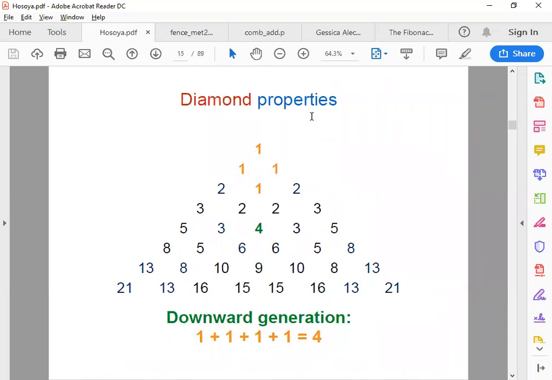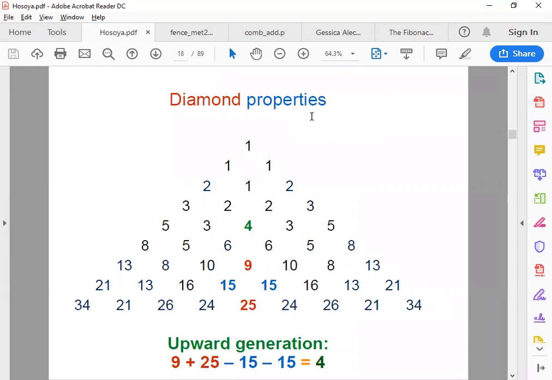There's some diamond properties of this triangle. For example, if you take the 4 ones at the very top and you add those numbers up, then you get this number 4 right below it. This is called downward generation. And it works for any group of 4: 3, 3, 5, 5, they add up to 16, right?